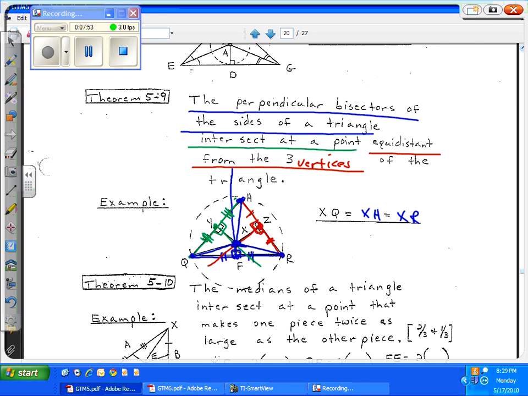If we used X as the center, and one of those as a radius, and we used our compass, then we could circumscribe a circle about that triangle. Notice every vertex of the triangle touches the circle.